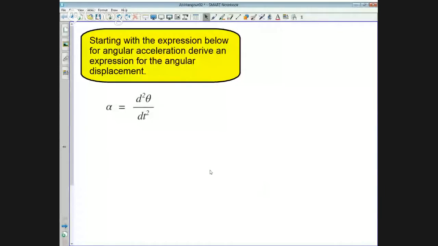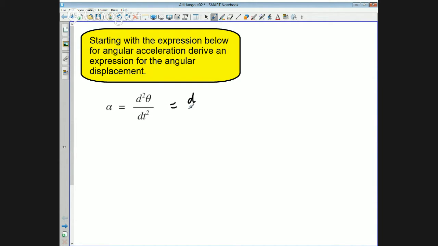Now there's the first question we have tonight. It appeared in your prelim and it was starting with the expression below for the angular acceleration. Derive an expression for the angular displacement theta. And all you're given is really the angular acceleration equals d2 theta by dt squared. Well, we have to know first of all to be able to split this up. So we can rewrite that as the following.